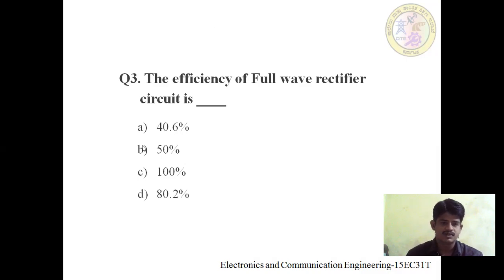Okay, let's begin with the options. So here it is dealing with the full wave rectifier efficiency. The first option is 40.6. Is it correct? Don't get confused. The 40.6% is the efficiency of a half wave rectifier, not the full wave. So it is a wrong answer. 50% is not a correct answer. 100% is also not a correct answer. 80.2 is the correct answer for this question. So the answer for question number 3 is option D. Okay.